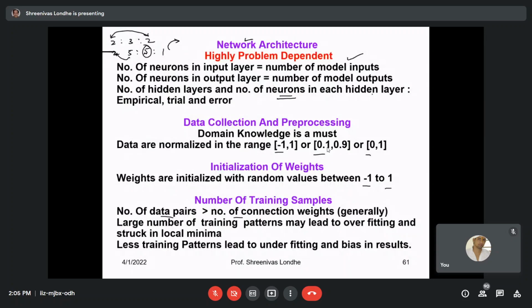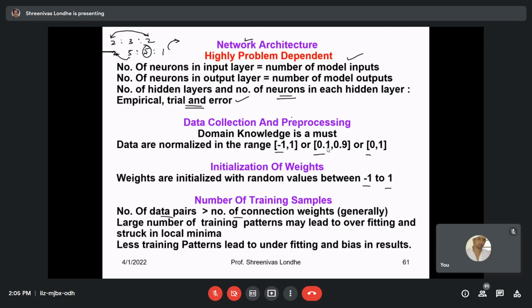That is, we should go with a trial and error process or experience. By your own experience, you will learn to know how to fix the number of neurons and number of hidden layers. But generally, one hidden layer is sufficient for our engineering problems.